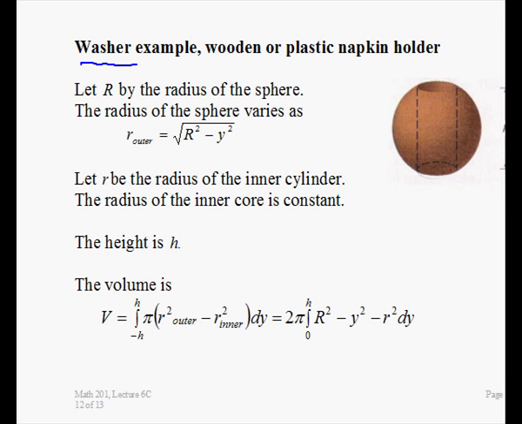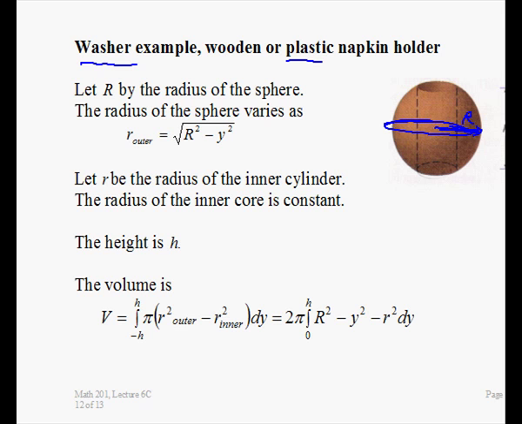But for plastics, you would really want to know the volume of plastics that would go into making up this napkin ring. Okay, so how are we going to do it? Well, first of all, let's say that R is the radius of the whole outside sphere. And this radius varies. Its cross-sectional area is circular, and it's going to vary from 0 when it's at H to R when it's right here.